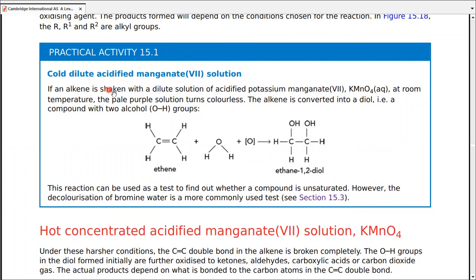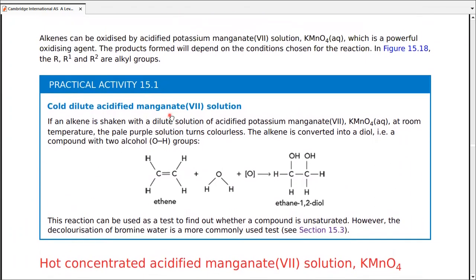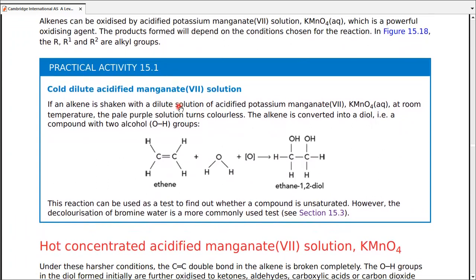So moving on, cold dilute acidified manganate 7 solution. Remember, this is one kind of reaction that we're going to go with. This is the first condition that we're putting. So if it is cold, if it is dilute, the alkene is shaken with a dilute solution of acidified potassium manganate 7 at room temperature.